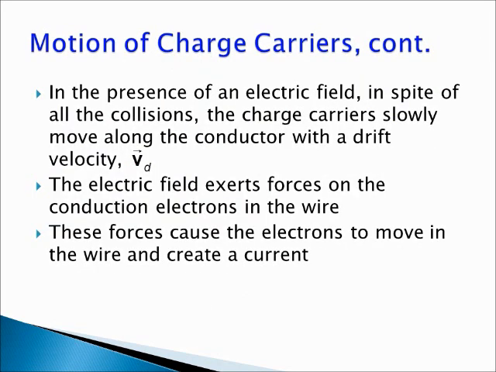In summary, in the presence of an electric field, in spite of all the collisions with atoms, the charge carriers slowly move along the conductor with a drift velocity, called Vd. The electric field exerts forces on the conduction electrons in the wire. These forces cause the electrons to move in the wire and create a current.